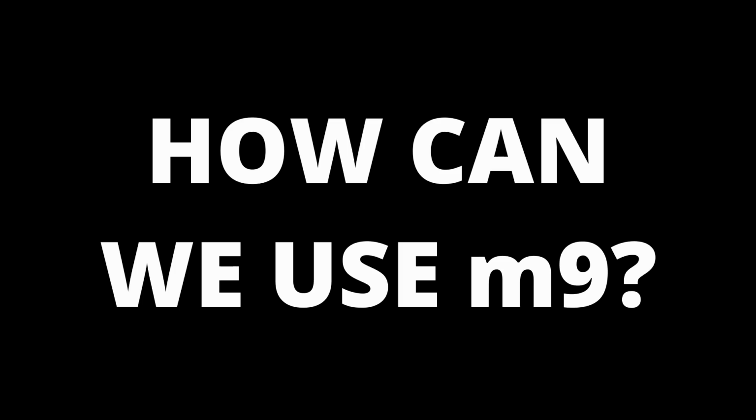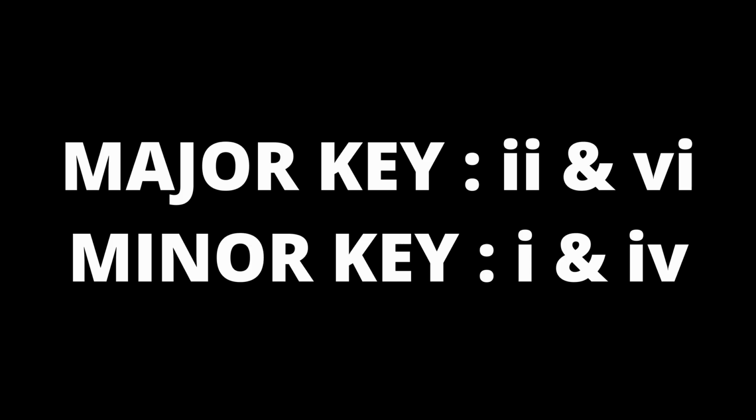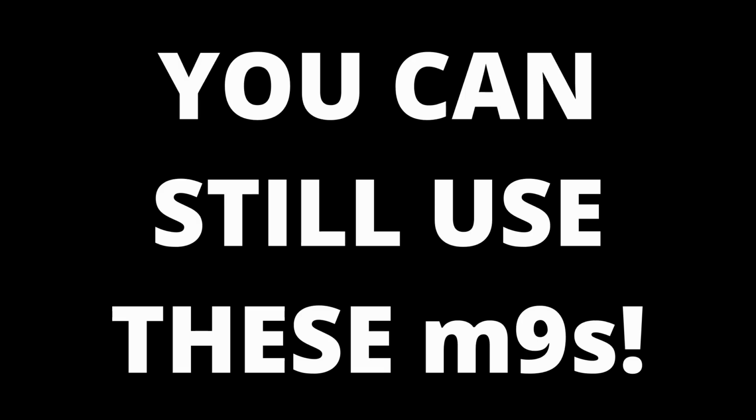How can we use the minor ninth chords? Generally speaking, you can use the minor ninth as a simple replacement for the minor 7th chords in a progression. In a major key, this has no problems on chords 2 and 6, and in a minor key it would be chords 1 and 4. Where issues arise is on chord 5 in a minor key. Using a minor ninth here will introduce a note from out of the key, which can create unwanted conflicts and dissonance.